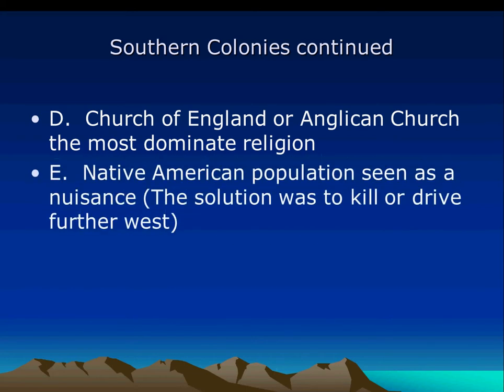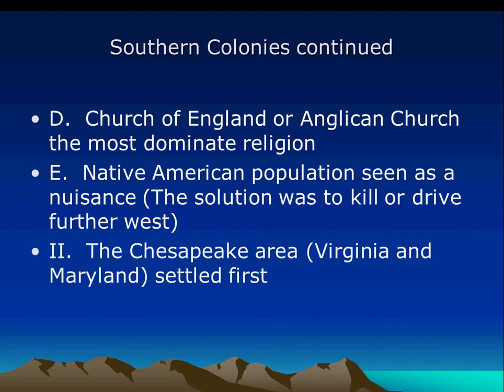The primary church was the Anglican Church. The Native population is going to be treated fairly badly by the Europeans, the English, and they're going to be driven west. Now let's take a look at the Chesapeake area.